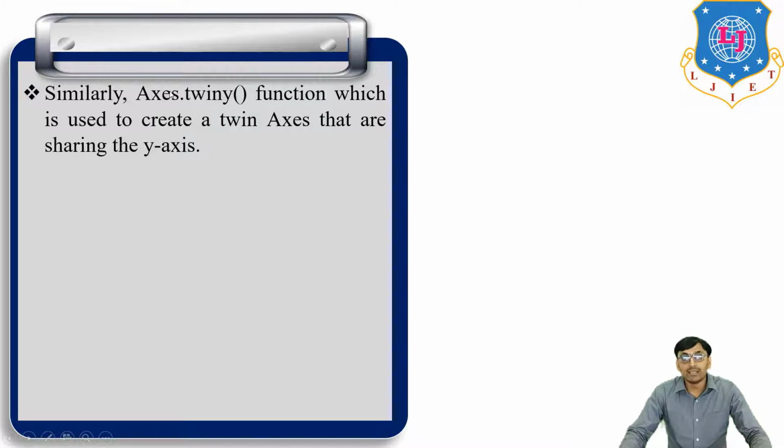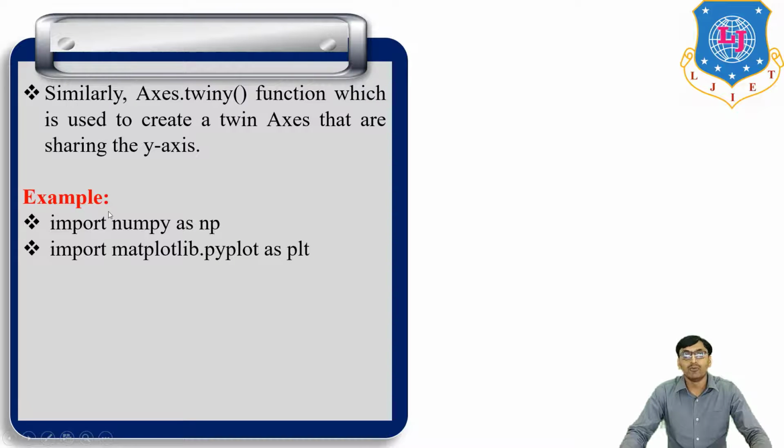Now, similarly, axis.twiny is a function used to create a twin axis that shares the y-axis. For example, import numpy as np. NumPy is one type of library. Then import matplotlib.pyplot as plt.